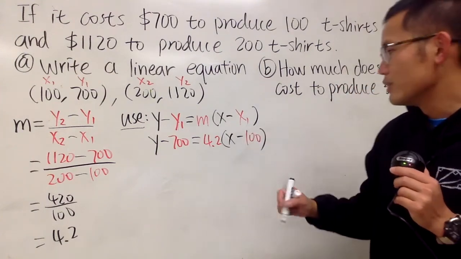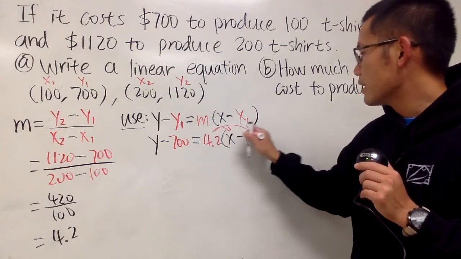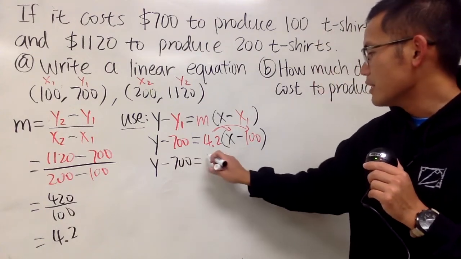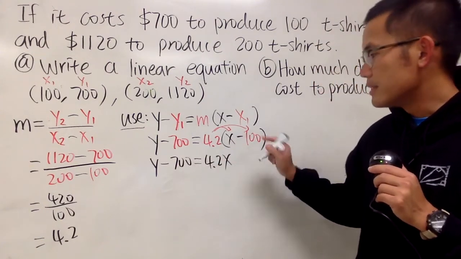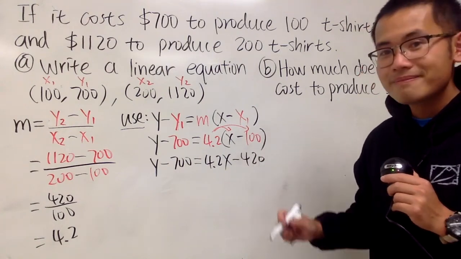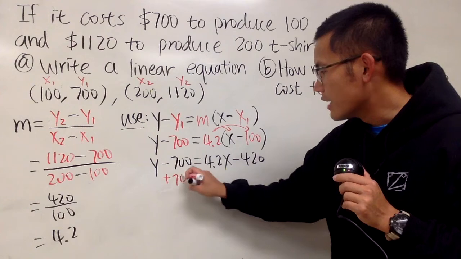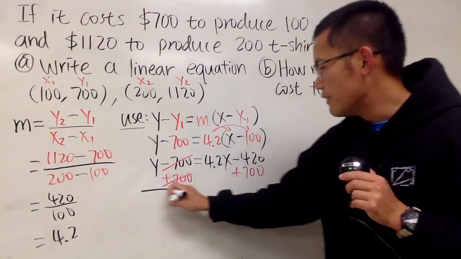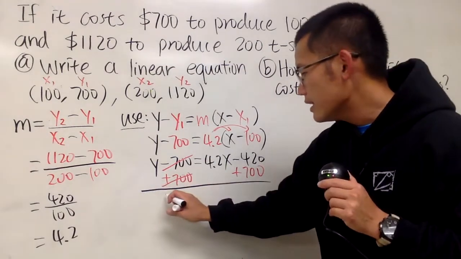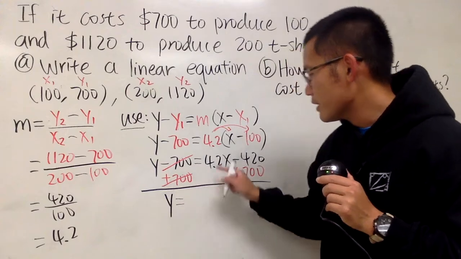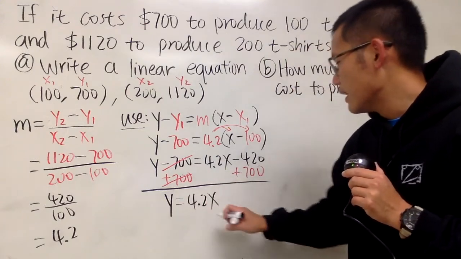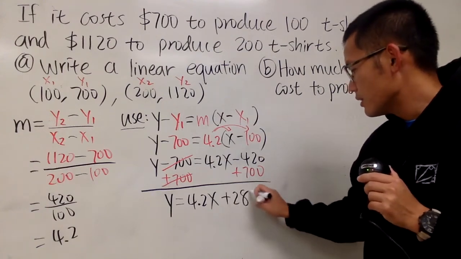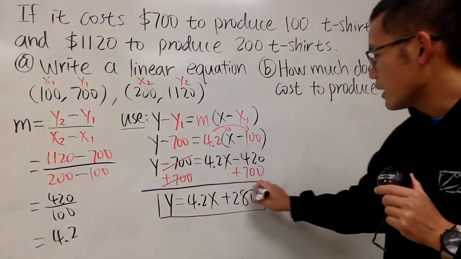Okay. Now, of course, do the usual thing. Distribute, and then we will have y minus 700 equals, this times this, 4.2x. This times this is minus 420. And then lastly, we'll just have to add the 700 on both sides so that this and that will cancel. And finally, we see that y is by itself now. We have 4.2x, and when we add this, we end up with 280. So we put a plus 280. So here is the linear equation that we have.